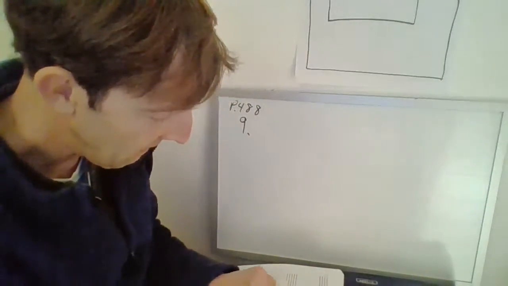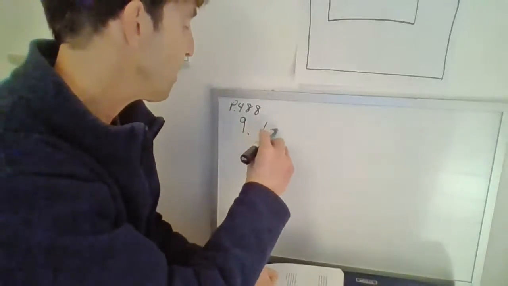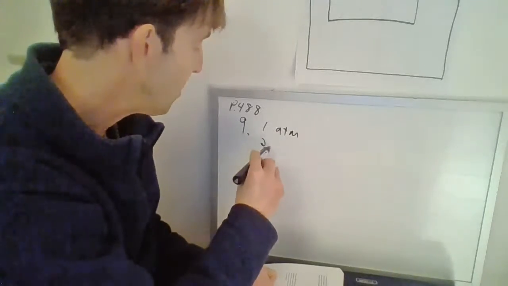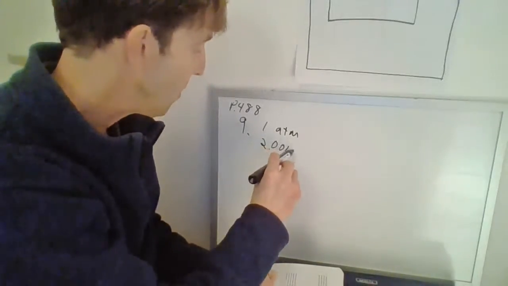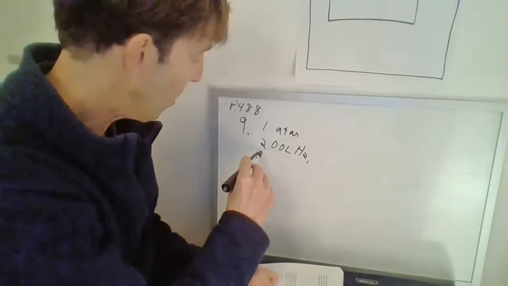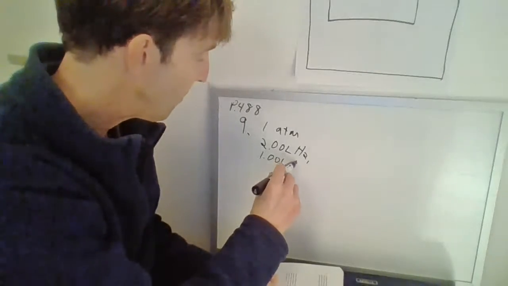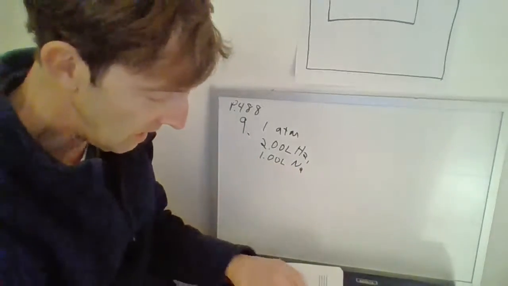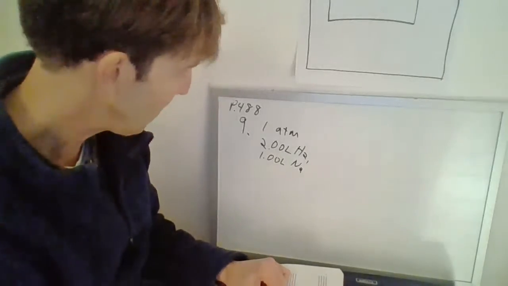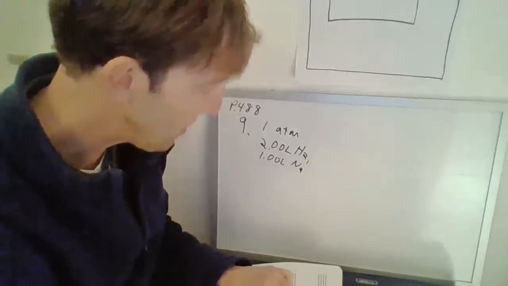Wow, that's cool. Okay, so it's 1 atmosphere, and I got 2 liters H2, and I got 1 liter N2. And on top of everything else, I'm going to make ammonia out of it.